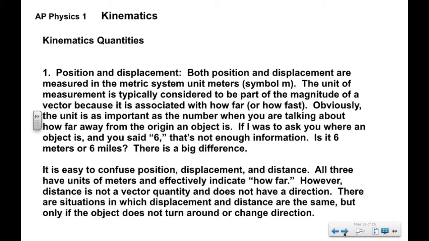Okay, now it is easy to confuse position, displacement, and distance. All three have units of meters and indicate how far something is. However, distance, as we'll see, is not a vector quantity and does not have a direction. There are situations in which displacement and distance are the same, but only if the object does not change direction.